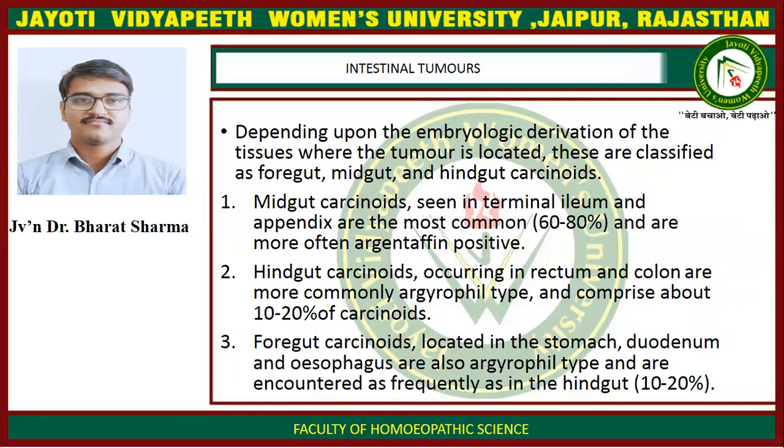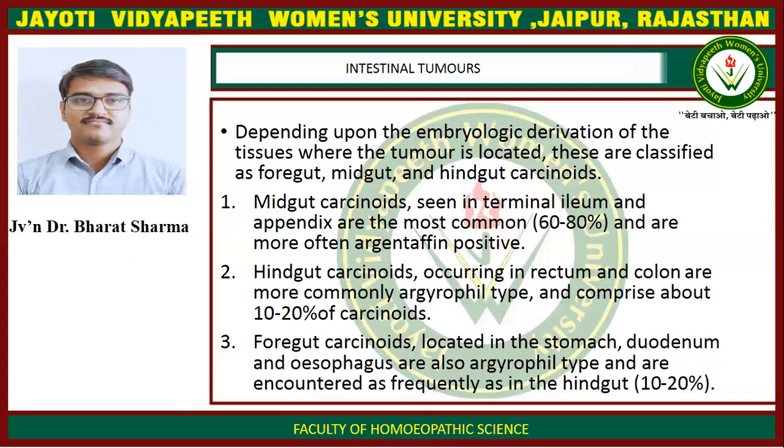Depending upon the embryological derivation of the tissue where the tumor is located, these are classified as foregut, midgut, and hindgut carcinoids. First, we are going to learn about midgut carcinoids. These are seen in the terminal ileum and appendix, are the most common, almost 60 to 80% of cases, and are more often argentaffin positive. Now, hindgut carcinoid tumors. Those occurring in the rectum and colon are more commonly argyrophil type and comprise about 10 to 20% of carcinoids.